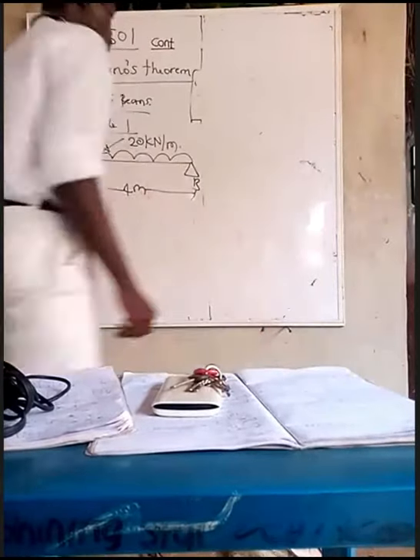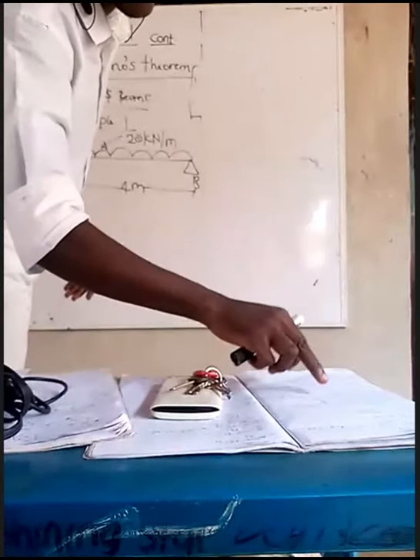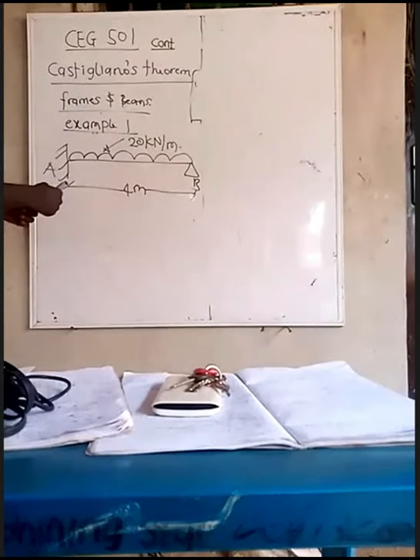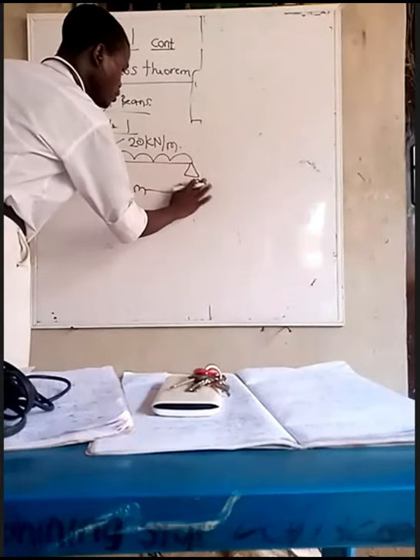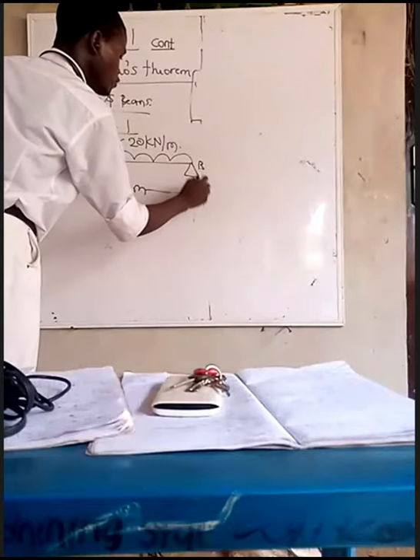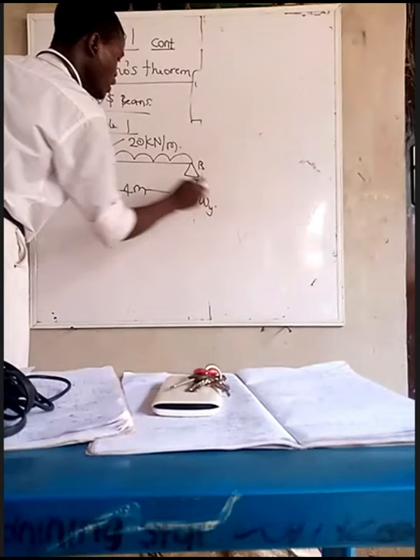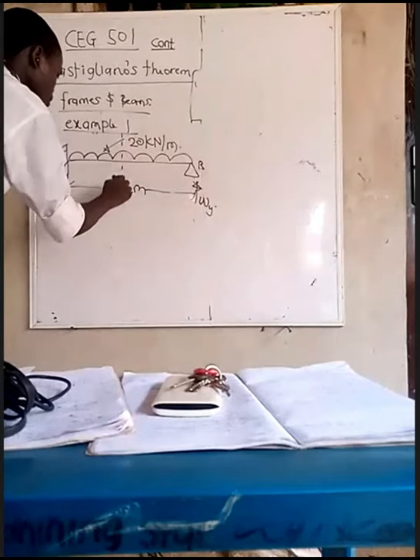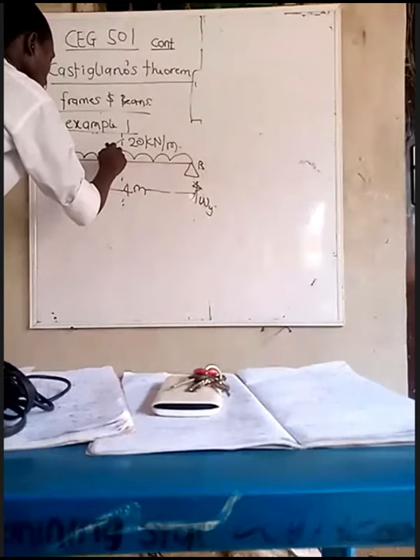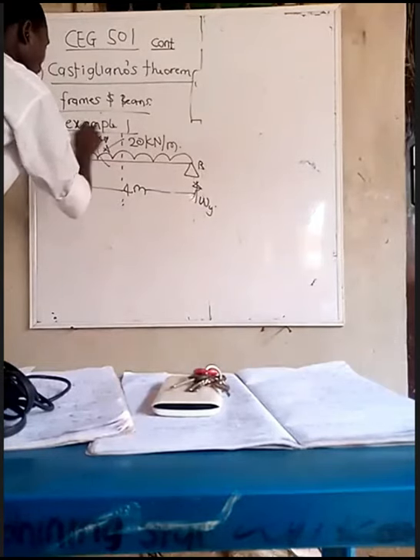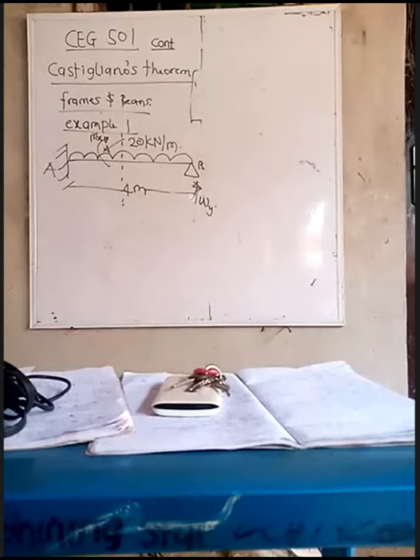Okay, so we are required to find the reaction at this point. So as usual, the first step is what? Apply your virtual force, let's call it WY, and try to get the moment. Now, I'm sure you must be noticing, as much as possible, I'm trying to run away from the fixed end.